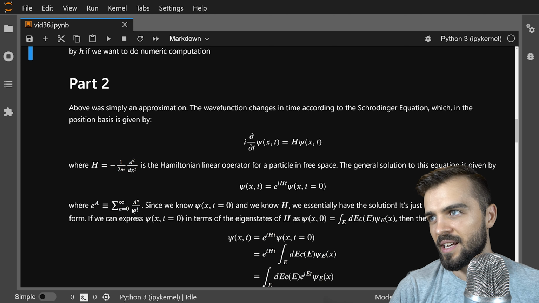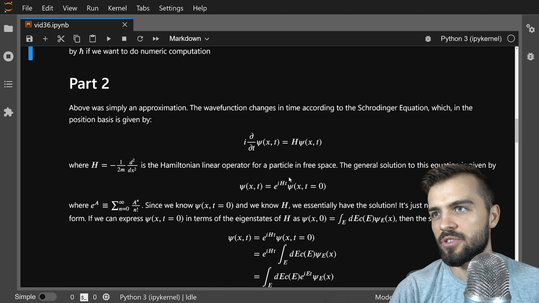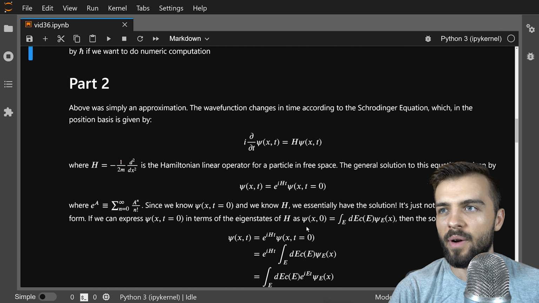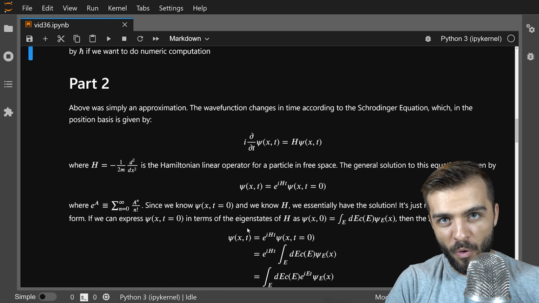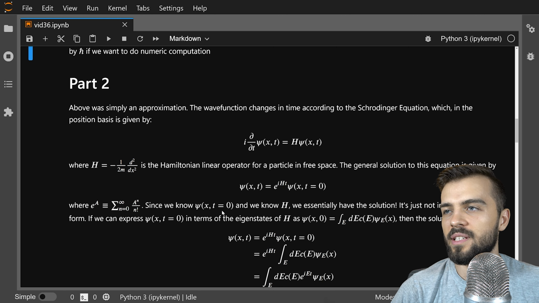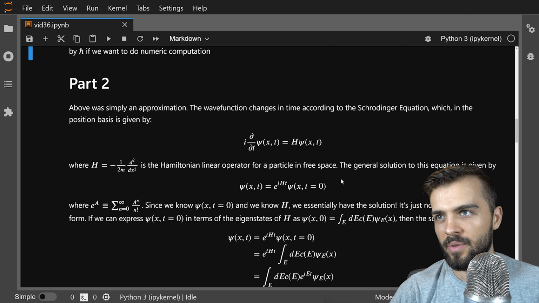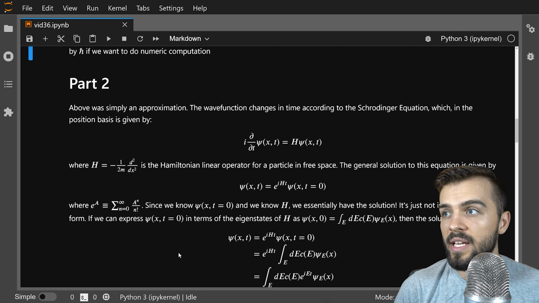Of course, you could write it as the sum from n equals 0 to infinity of i, h, t, or whatever. But here, this is just a simple way of writing the answer to this equation. But it's not in a convenient form that we can extract what that wave function is. But we know what psi of x, t equals 0 is. We know h. So this is in principle the solution that we have. Like I said, it's not convenient.